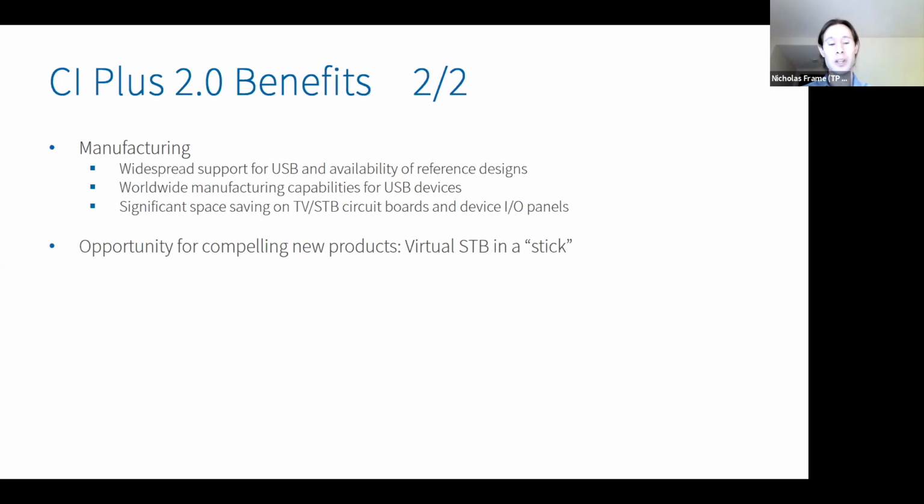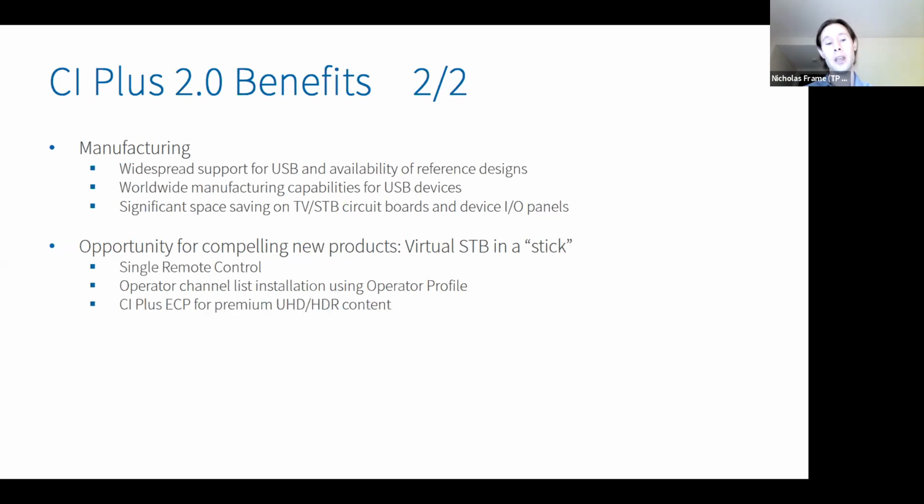So CI Plus already offered some interesting benefits. Single remote control: you insert the CAM into the TV, and you just use the TV remote control to access your content. You could manage the channel list, so as an operator, you could have the channel list installed in a very simple way using operator profile. You could access the latest premium content, UHD, HDR, live sports.